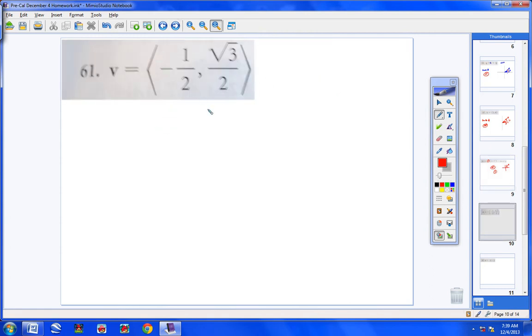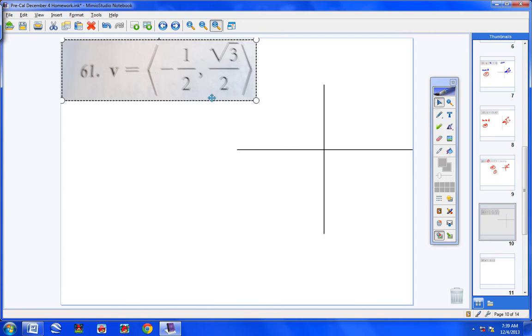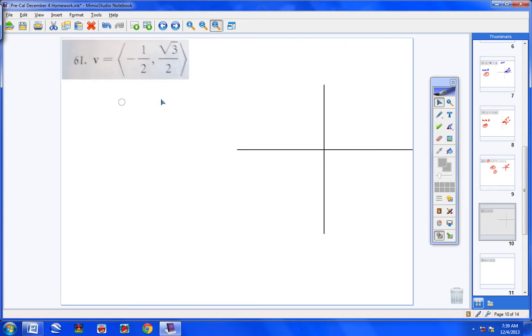But now let's take a look at a problem like 61. Let's find the direction angle and the magnitude. So here we go. Now again, I'm not going to draw my triangle perfect. I know I'm going in negative. I'm going to shrink this just a little to give us some more room. I know I'm going over a negative and up a positive, so here's my vector, and then here's my triangle right here. Now I know I'm over 1/2, and I know I'm up square root of 3 over 2.